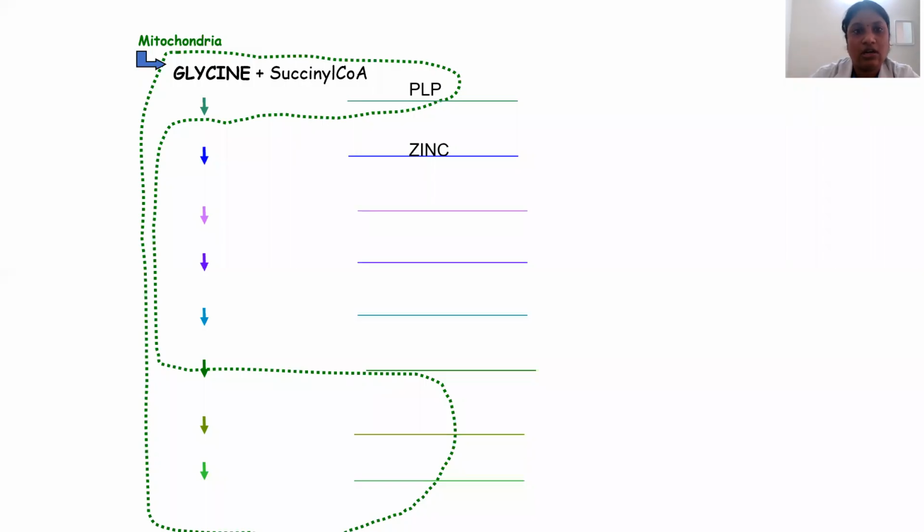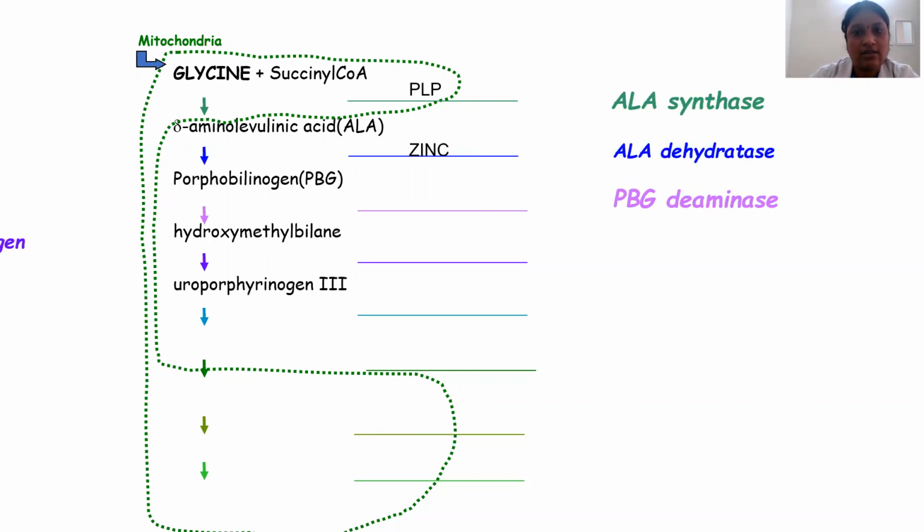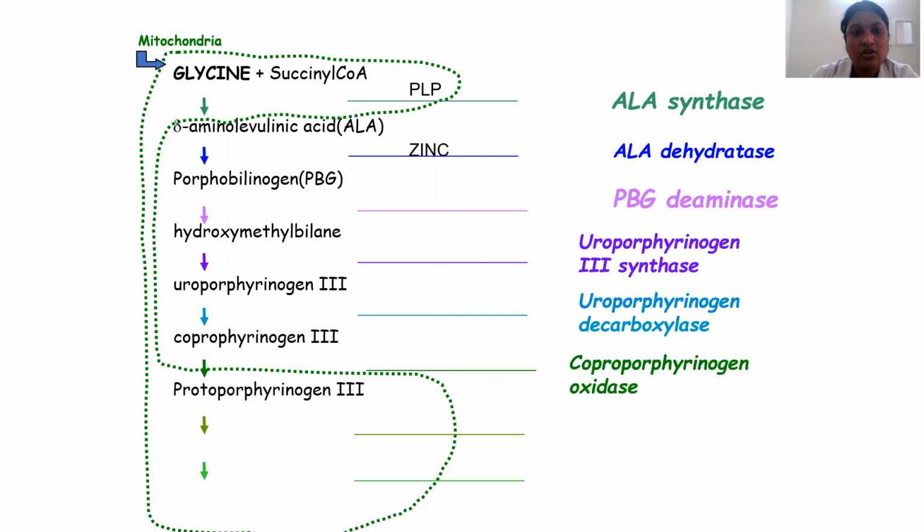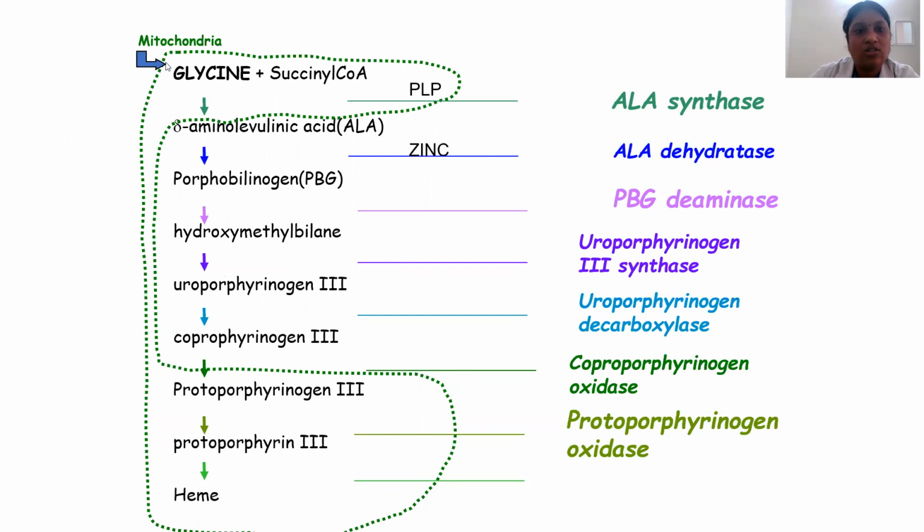So this is the heme synthesis cycle. Here you can see the first amino acid which is involved in synthesis of heme is glycine. This glycine will combine with succinyl-CoA under the action of the enzyme ALA synthase and the coenzyme pyridoxal phosphate to form delta aminolevulinic acid. Two molecules of ALA will combine to form porphobilinogen.